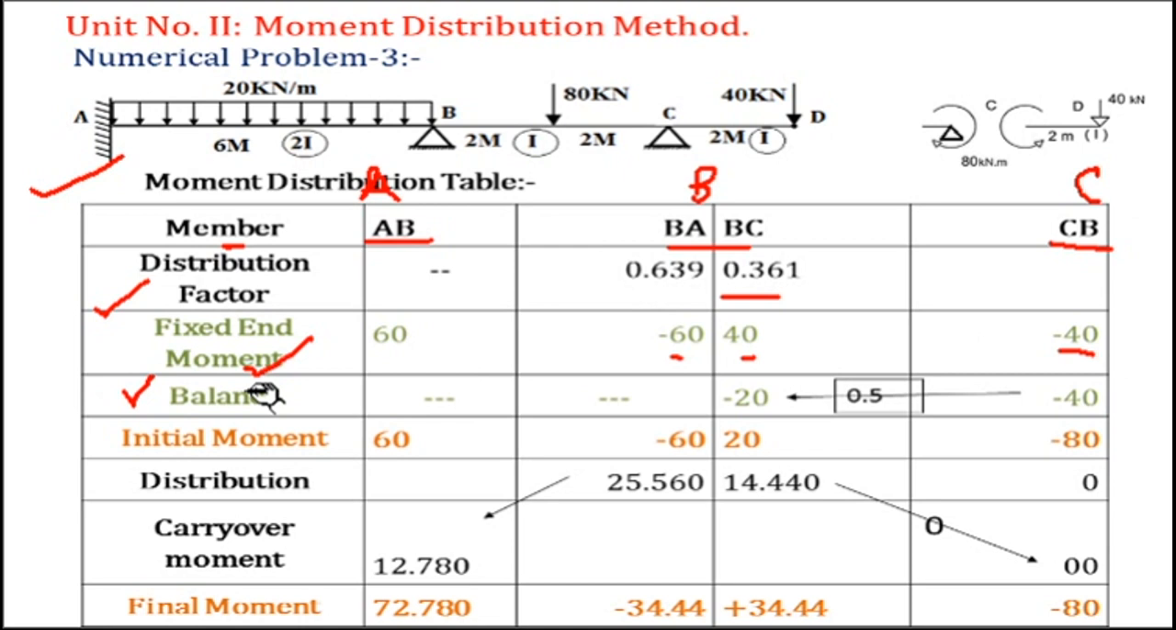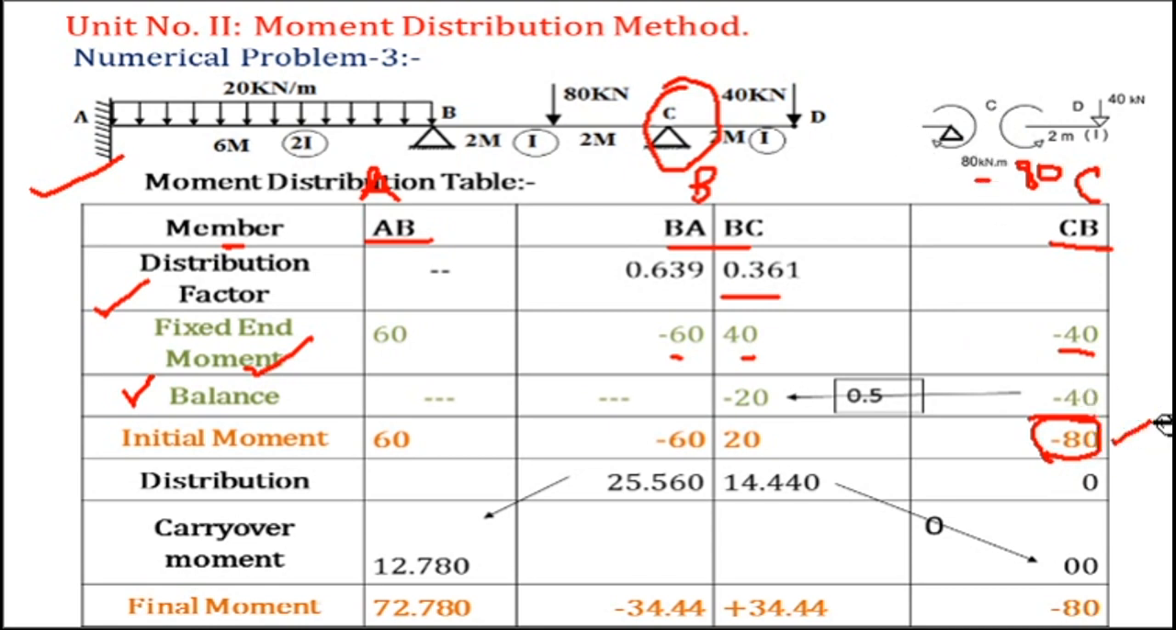Now do the balancing. Next row, balancing. So at C, C is the overhang portion. So at the overhang portion, the moment coming from the hanging part, the end moment, should be equal to 80 kN-m. So 40 into 2 becomes 80. So this is the end moment which is going to appear at C, but the fixed end moment is minus 40. So you have to correct it, and your corrected initial moment should be equal to minus 80, because this one is rotating in the clockwise sense. So minus 80 should be there.